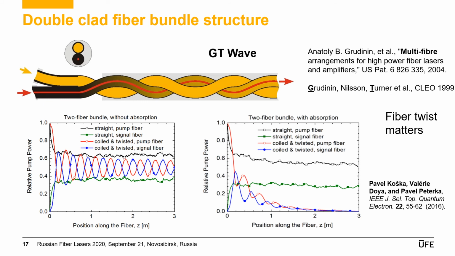Twist is important to keep the fibers together, but also for efficient pump coupling, as we have seen before in the part on pump absorption. It is nicely supported also by numerical modeling: only negligible absorption can be observed here in the green line for straight fibers. We get a very efficient pump absorption when the fiber bundle is twisted. See the blue line here.